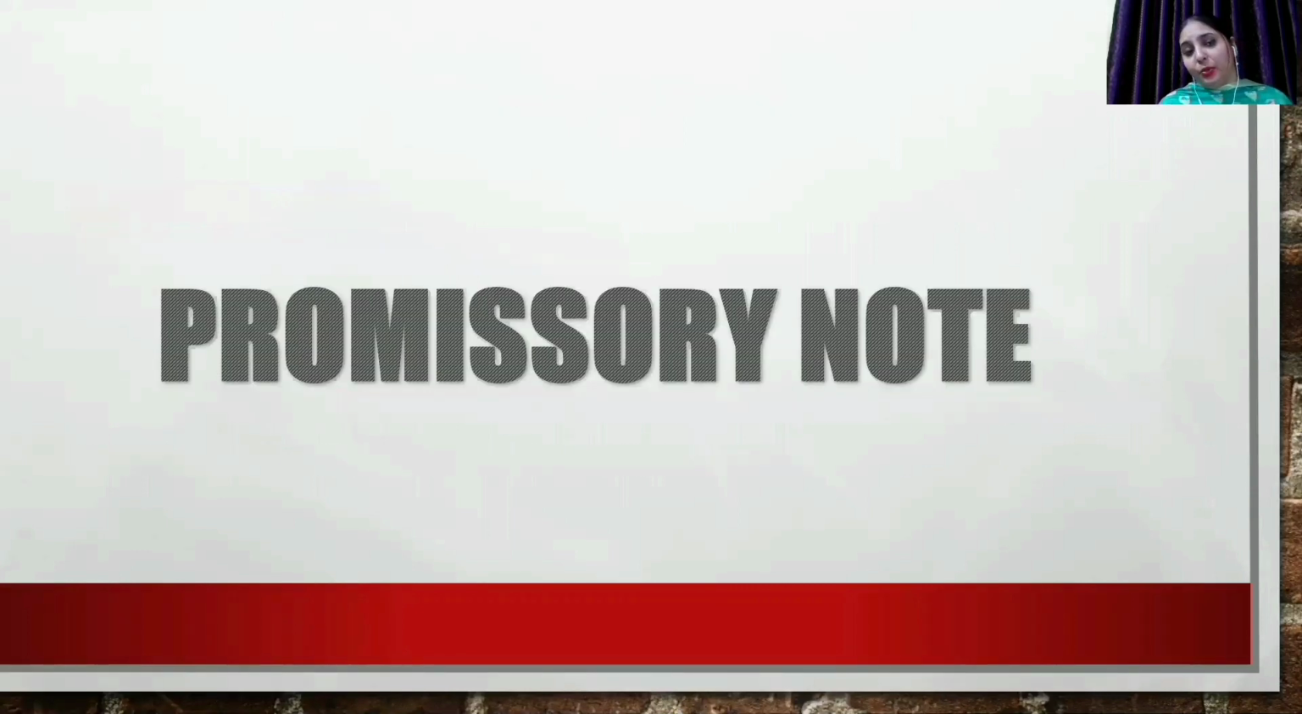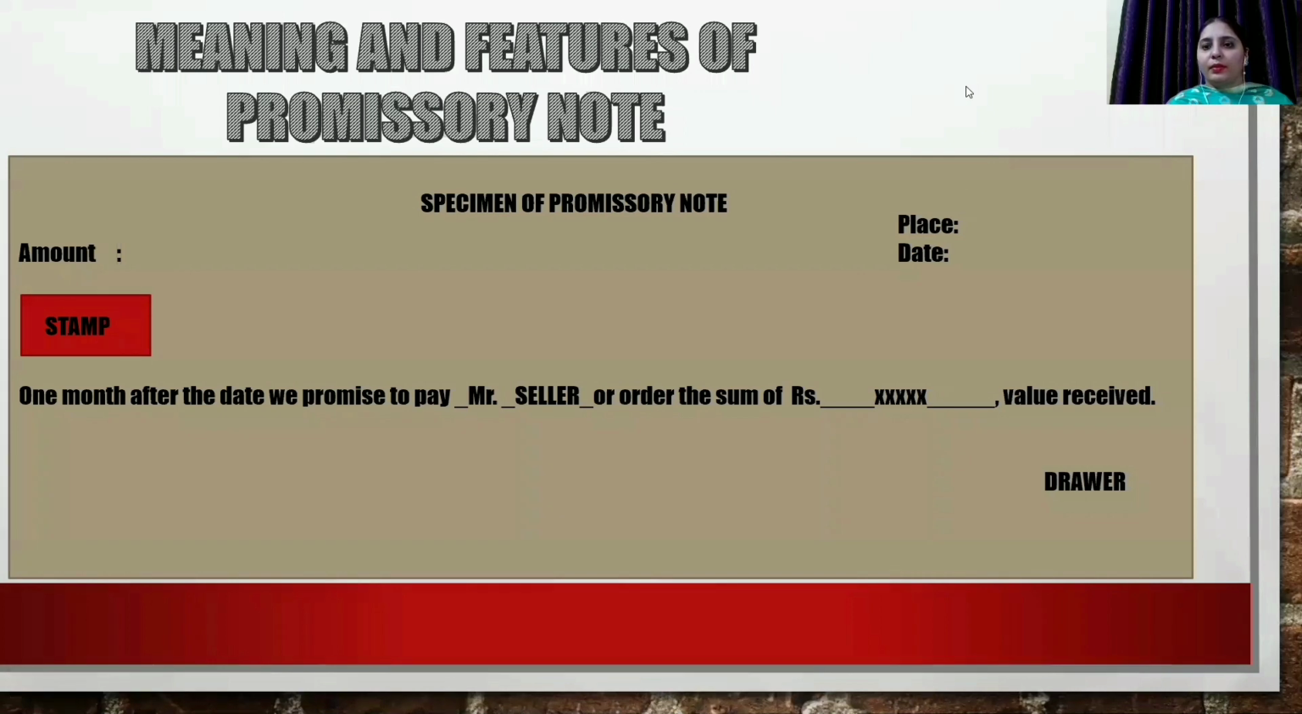Coming to promissory note. This is the specimen of a promissory note. On the right hand side, we'll write place, date of drawing, promissory note. Left hand side, amount in number. Always a promissory note has to be duly stamped. Statement is 1 month after the date we promise. Here there is an unconditional promise to make payment to the seller.